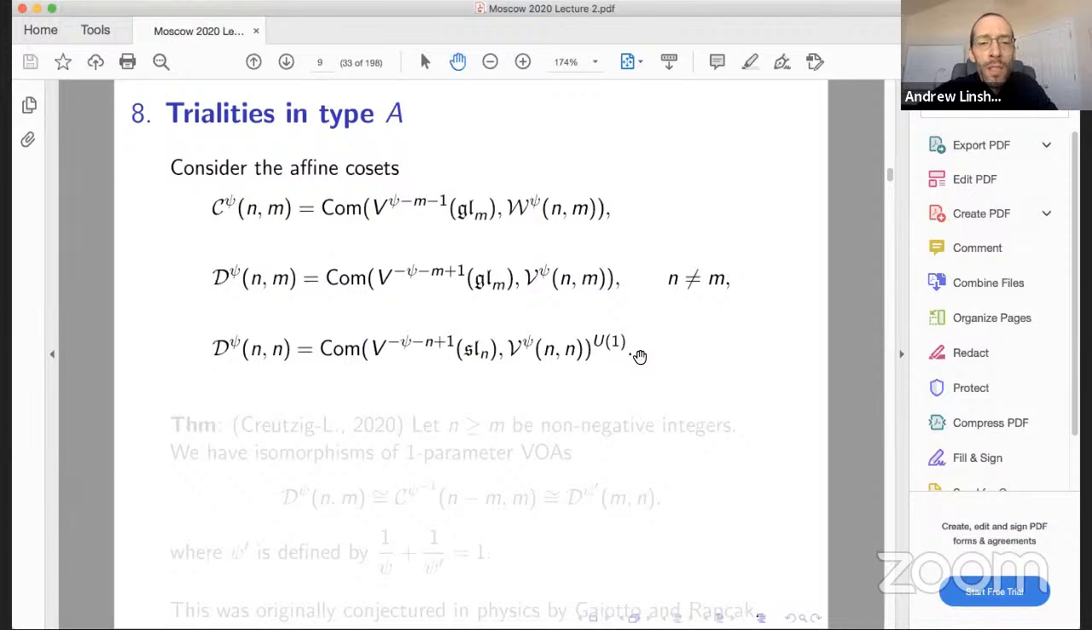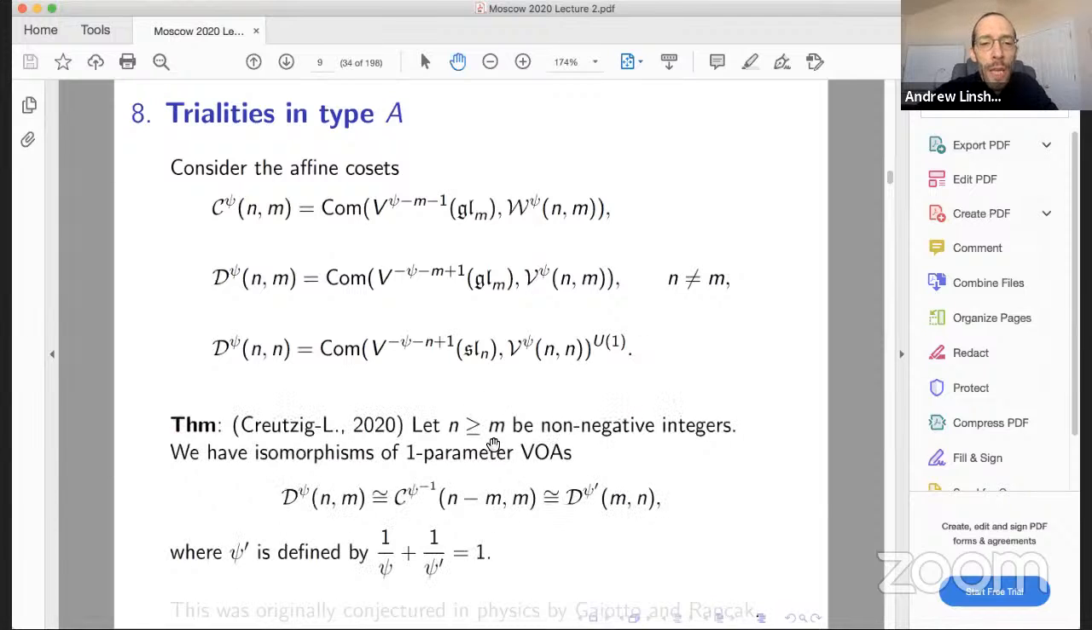And then the statement of triality is that when n is greater than or equal to m, we have these three isomorphisms. And how should we think about this? Well, the case where I have psi and psi inverse is a generalization of Feigin-Frenkel duality. And so in the case where I take m equals 0 in the first isomorphism, D psi n0 is just a W-SLN. And here I also get C psi inverse n0. That's the Feigin-Frenkel dual W-algebra SLN. So in the case where m is equal to 0, it recovers Feigin-Frenkel duality.